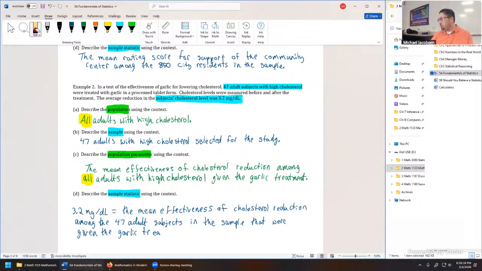You know, I want to put in one additional word. I did say 47 adult subjects in the sample, but I just want to be extra precise and say with high cholesterol. So let me backtrack a little bit. That had high cholesterol and were given the garlic treatment.